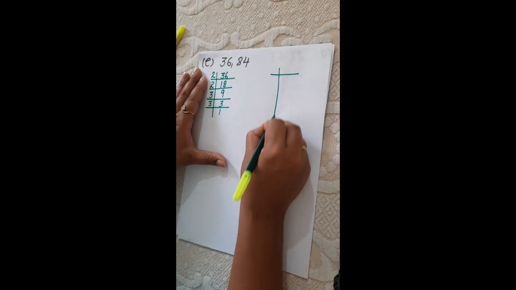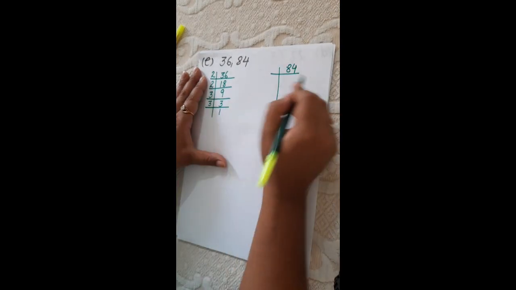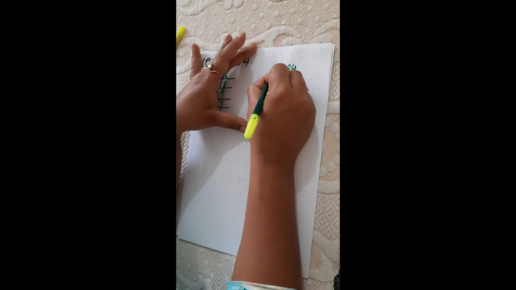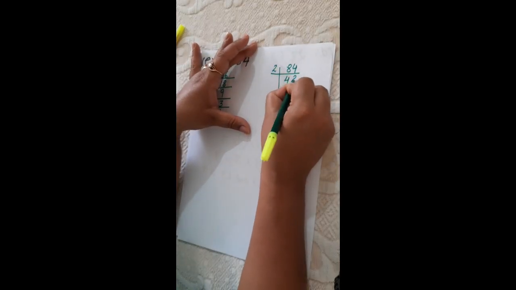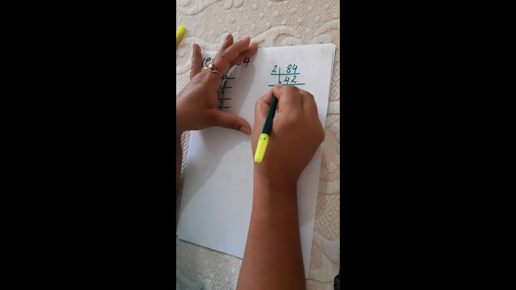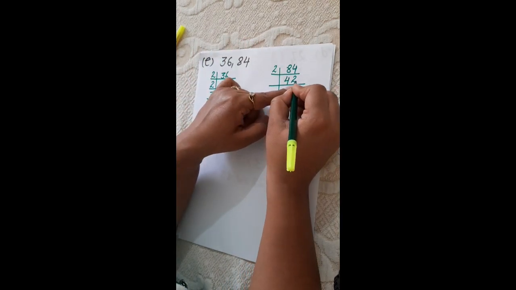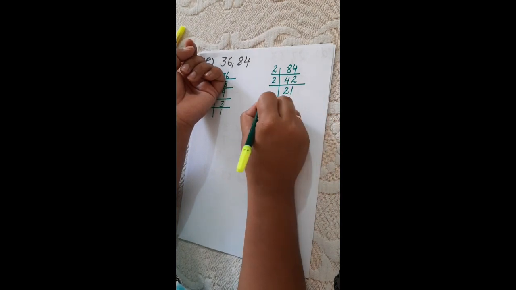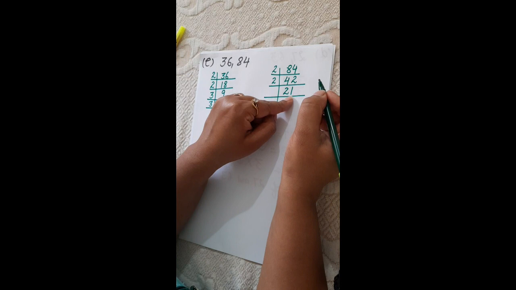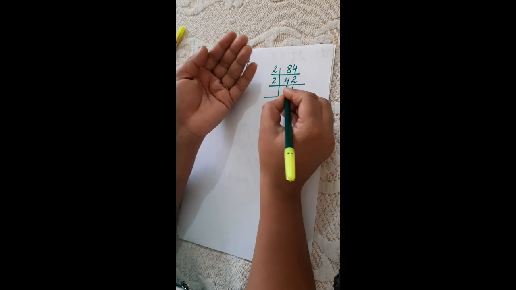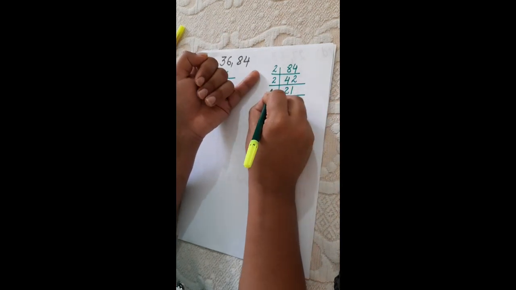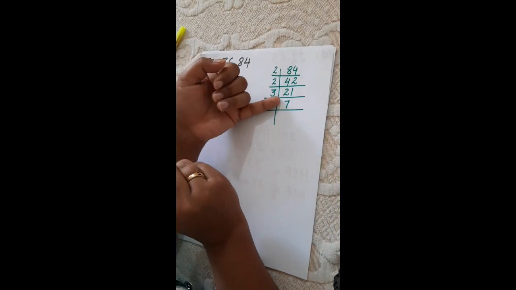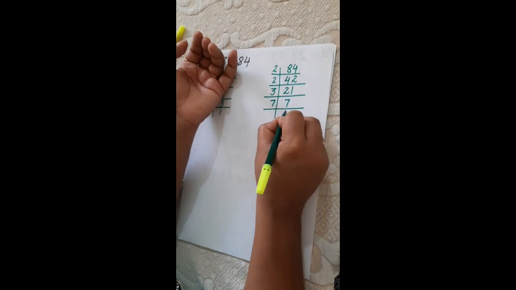Now the next is 84. Here the last digit is 4, which is even, so it is divisible by 2. 2 fours are 8, 2 twos are 4. Then again the last digit is 2, it is divisible by 2. 2 twos are 4, 1. Now here the last digit is 1, it is not divisible by 2. So it is clear that we will check with the next prime factor, that is 3. Here 3 sevens are 21. Now here we have 7, so 7 ones are 7.